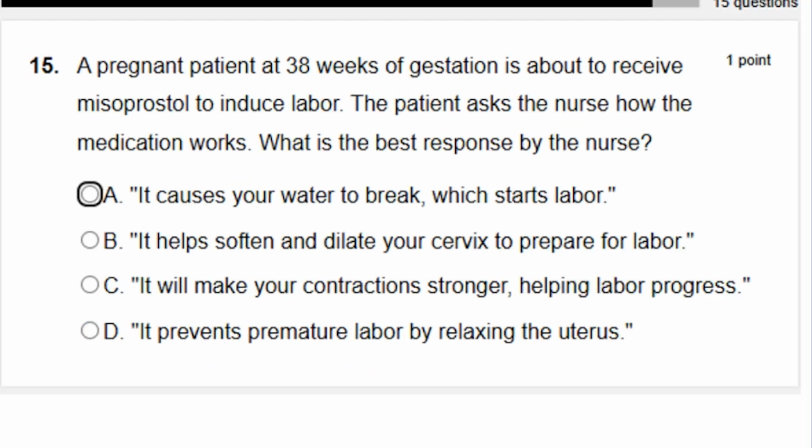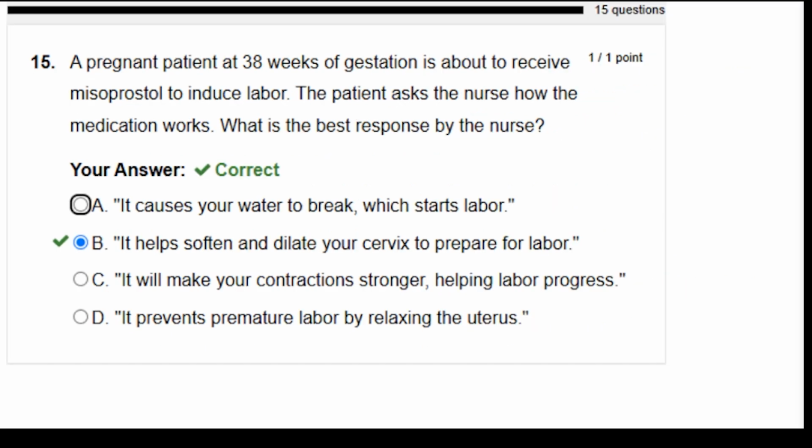A pregnant patient at 30 weeks of gestation is about to receive misoprostol to induce labor. The patient asks the nurse how the medication works. What is the best response by the nurse? A. It causes your water to break, which starts labor. B. It helps soften and dilate your cervix to prepare for labor. C. It will make your contractions stronger, helping labor progress. Or D. It prevents premature labor by relaxing the uterus. What will be your answer? It helps soften and dilate your cervix to prepare for labor. That would be your best answer.